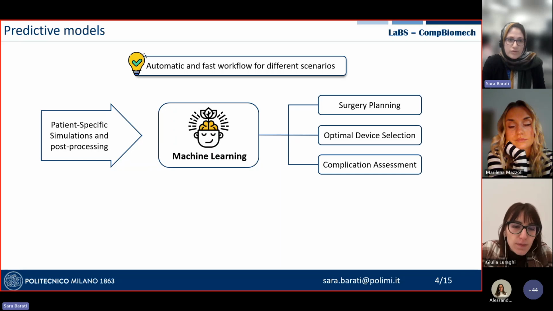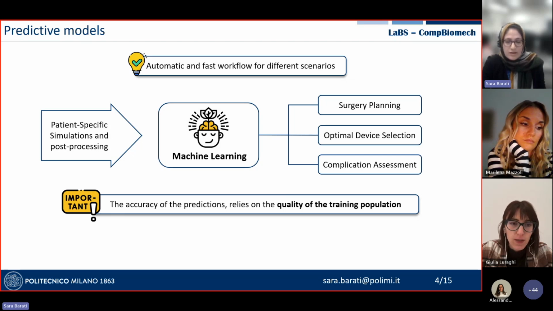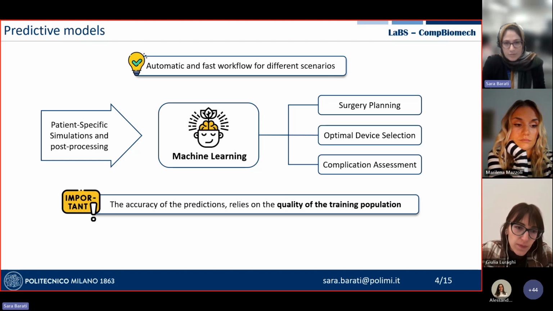So we want to use patient-specific simulations and post-processing results as an input for machine learning to be able to do surgery planning, choose the optimal device for the patient, and do complication assessments. Like any other machine learning, it is important to consider that the quality of the predictions relies heavily on the quality of the training population. And with the clinical data not being available that much, we need to consider a few things.